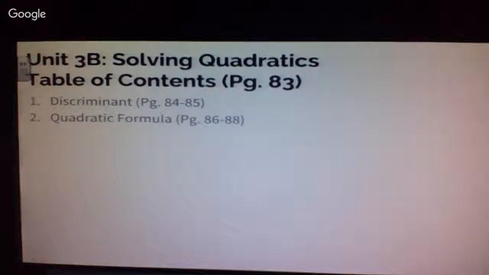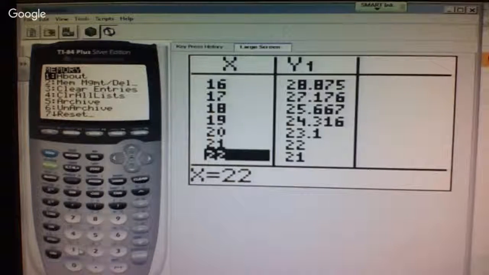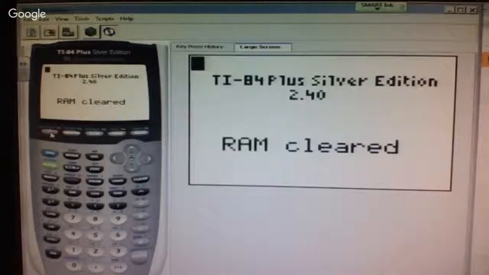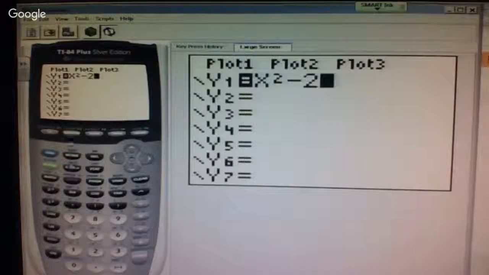Okay, you ready for this? We got another mind blown moment. So which way do you want us to do? Calculator. Y equals, we had x squared minus 2x minus 8.